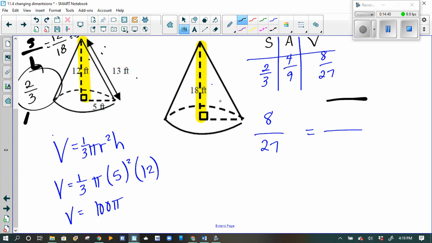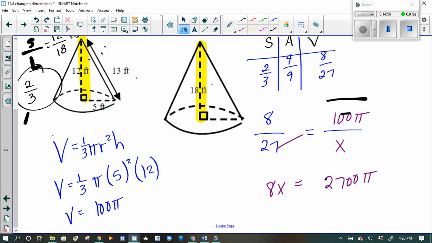So if the volume of the smaller is 100 pi, then I need to find the larger one. I'm just going to cross multiply. So that's going to be 8x, and then 27 times 100 would be 2700 pi.